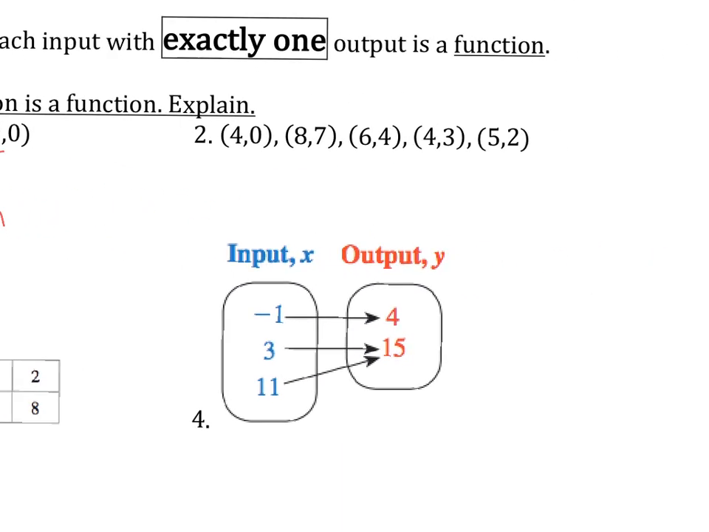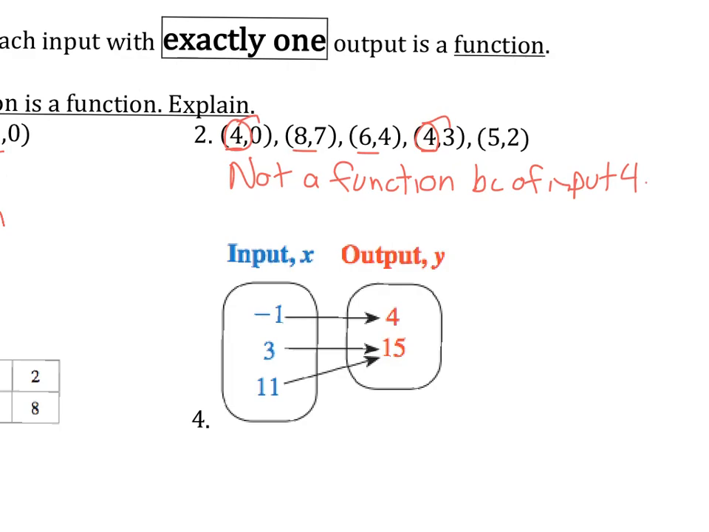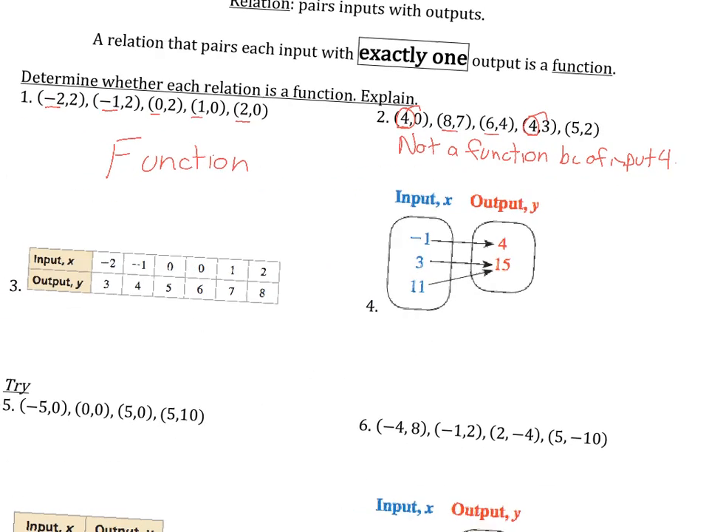Okay, let's look at number 2. Let's look at my inputs: 4, 8, 6, 4. So I see 4 repeats. Now what I need to double check is, does that same input have the same output? The input of 4 has an output of 0, and the input of 4 has an output of 3. That one input has more than one output. So I would put not a function, because of input 4.